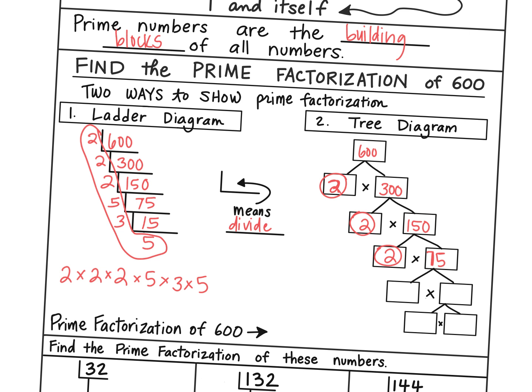Then I break apart 75. So I have 5 and 15. Circle my prime number. And then I break apart 15 so that it's 3 times 5, and both of these are prime. So do you see how I still have the same numbers? Either way, I end up with the same prime numbers. Does it matter which one you put?